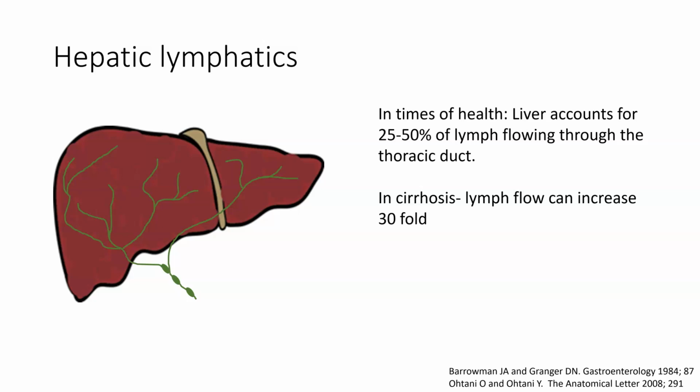So what are the hepatic lymphatics? Well, in times of health, the liver accounts for 25 to 50% of the lymph flowing through the thoracic duct. And this makes sense as that hepatic blood flow accounts for about 25% of cardiac output. In cirrhosis, however, that lymph flow can increase 30-fold, as was shown in this seminal paper from 1984.